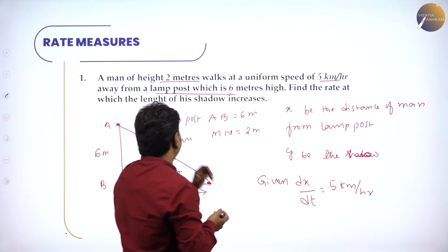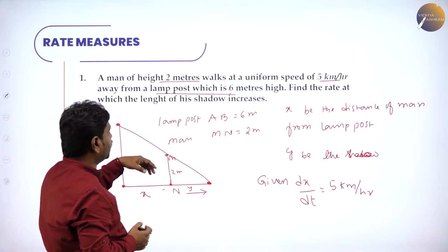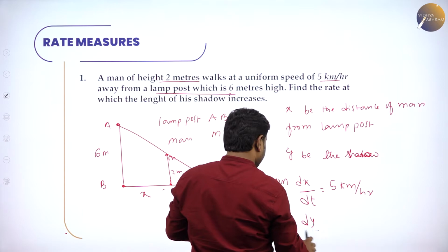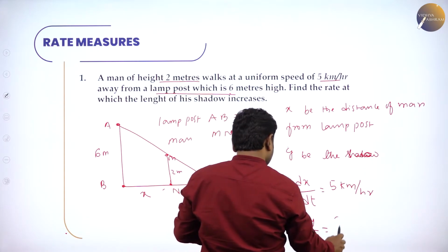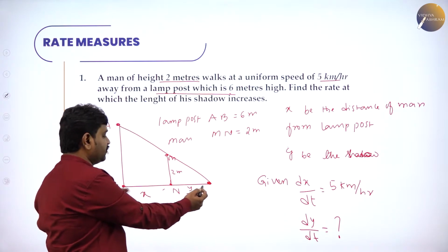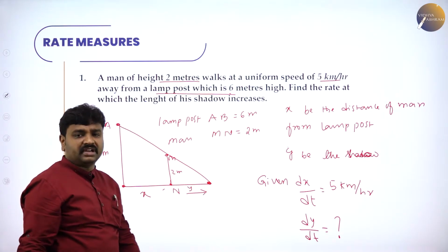And what they're asking you, find the rate at which length of the shadow increases. Length of the shadow means they want you to find dy by dt. The question, or d by dt of x plus y, the length of the shadow means this part. dy by dt is the question.